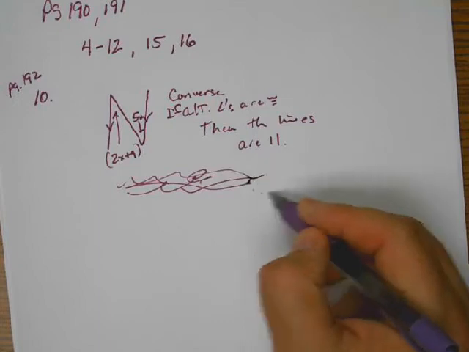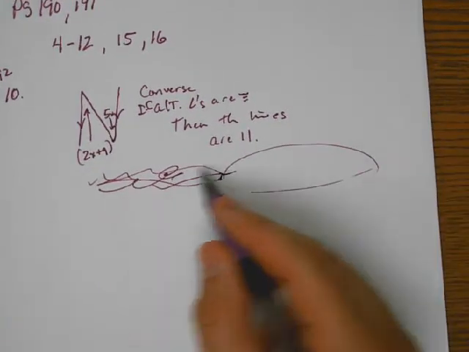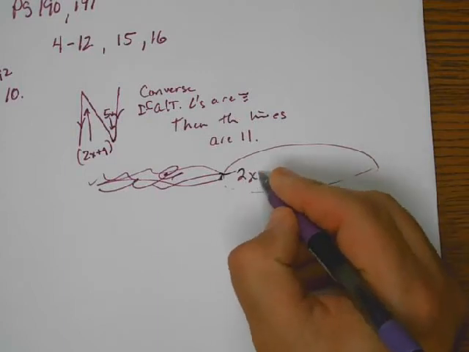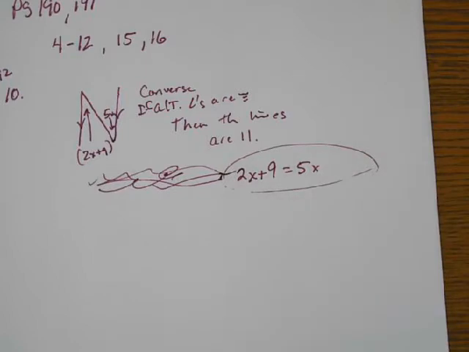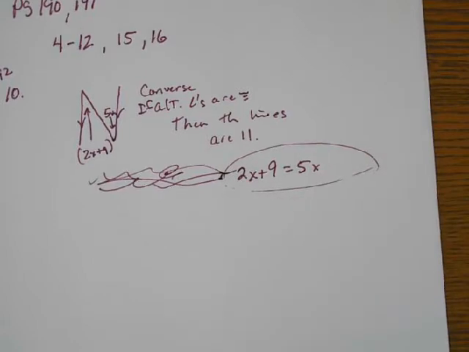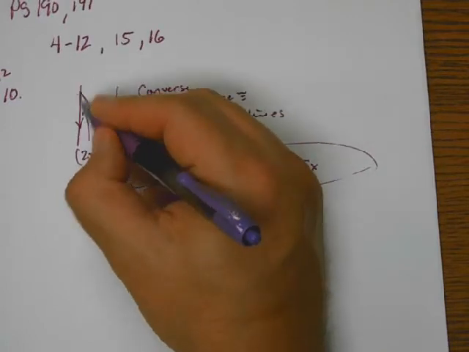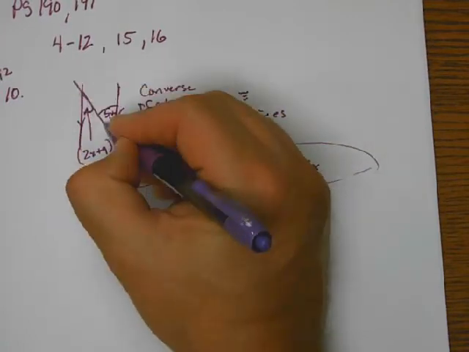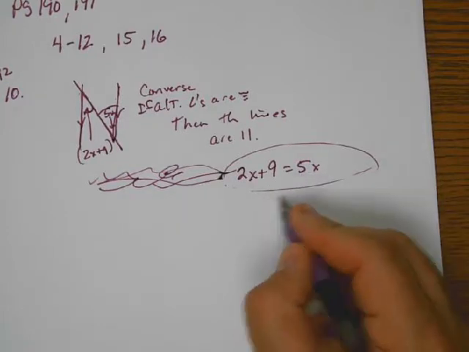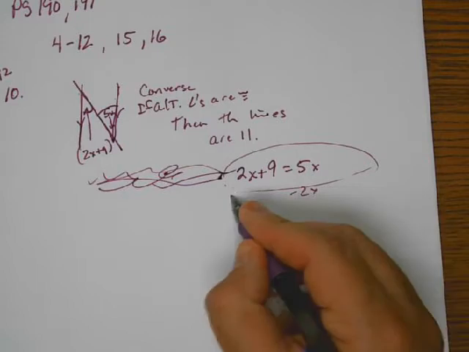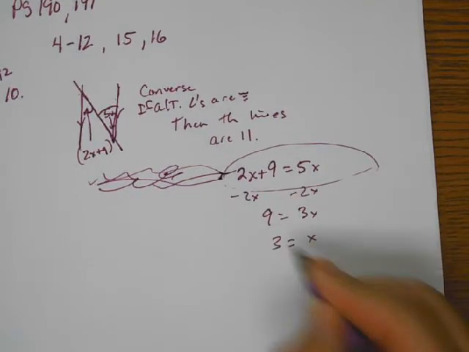Really, all you got to do is clear your mind and think, okay, what equation can I create? The alternate interior angles are congruent. And these would be what we consider the alternate interior angles because there are two lines right here and they're cut by a transversal. So let's solve that. We subtract 2x from both sides. Now we have 9 is equal to 3x, and we have x then is equal to 3.